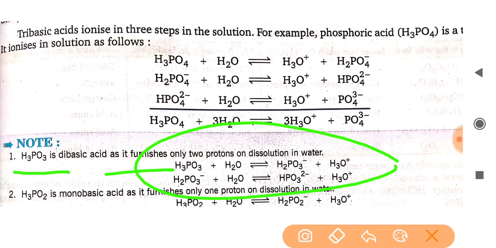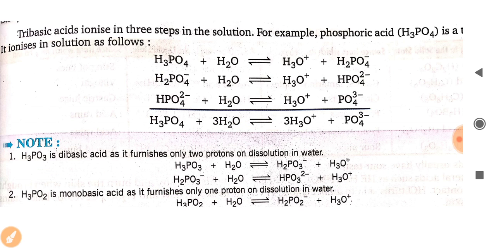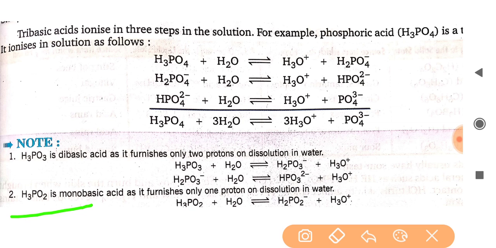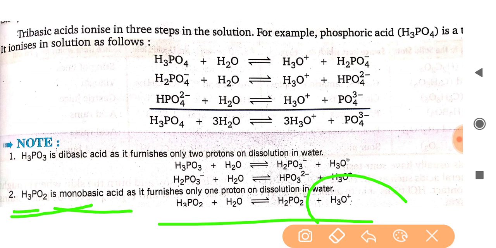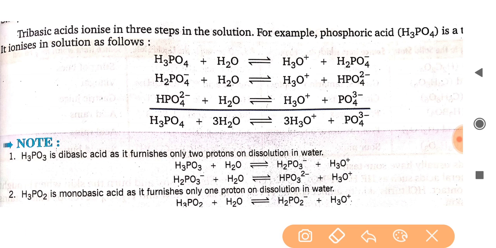This question may be asked in exams also, so it is an important note. It is mainly asked because sometimes students get confused that H3PO2 will be tribasic, but it is monobasic, because it furnishes only one hydronium ion. So you have to know that H3PO3 is a dibasic acid and H3PO2 is a monobasic acid. I hope you understand these questions.